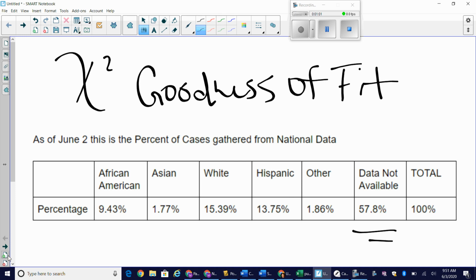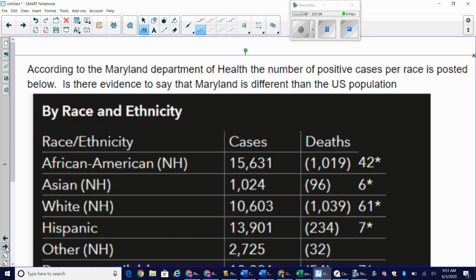So now let's look at what's happening in Maryland. Okay, so according to Maryland Department of Health, again, based on data from June 2nd, here's the breakdown of race in Maryland. And we want to see, is there evidence to say that Maryland is different than the US population?